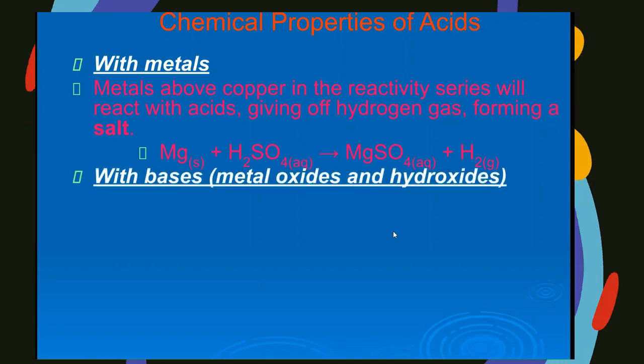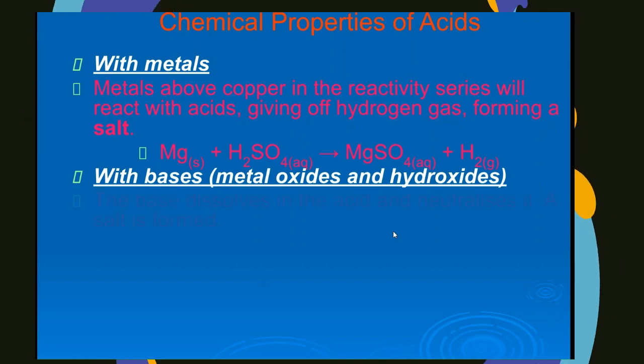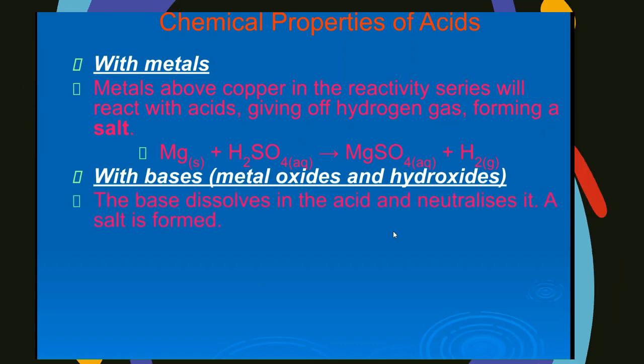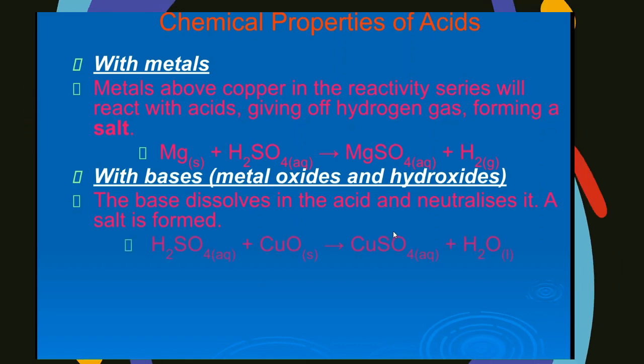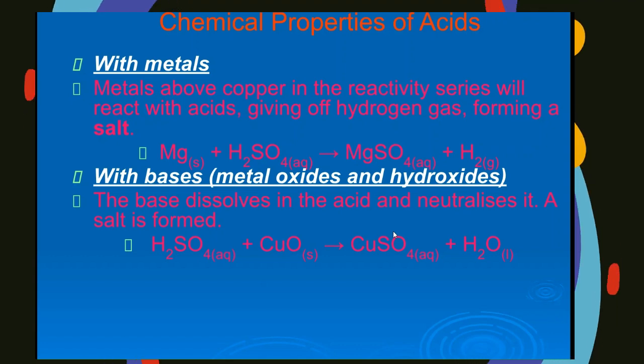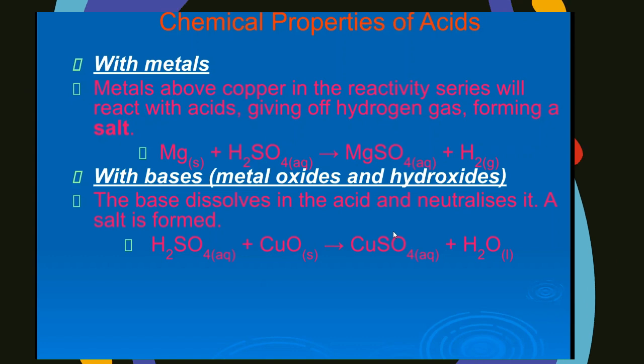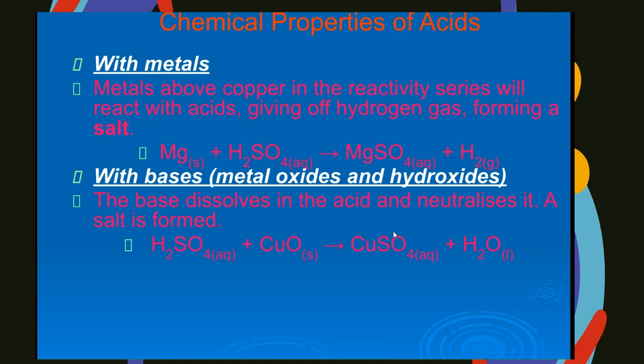With bases, metal oxides and hydroxides, the base dissolves in the acid and neutralizes it, and a salt is formed. So in the first reaction, what is the salt? Comment down. H2SO4 aqueous plus CuO in solid form gives rise to CuSO4 in aqueous form, plus water.